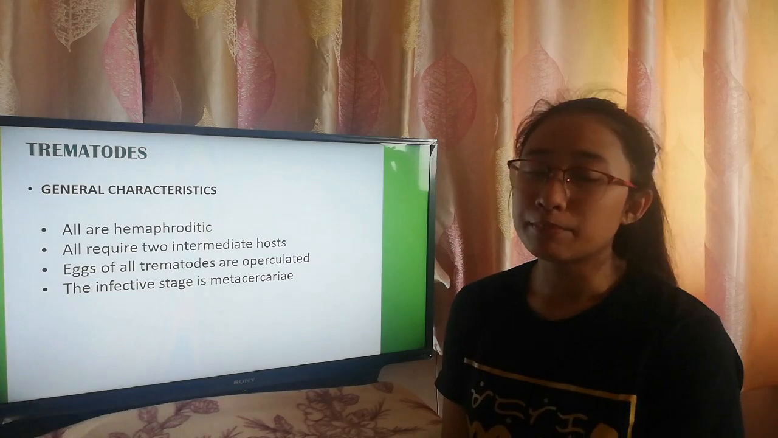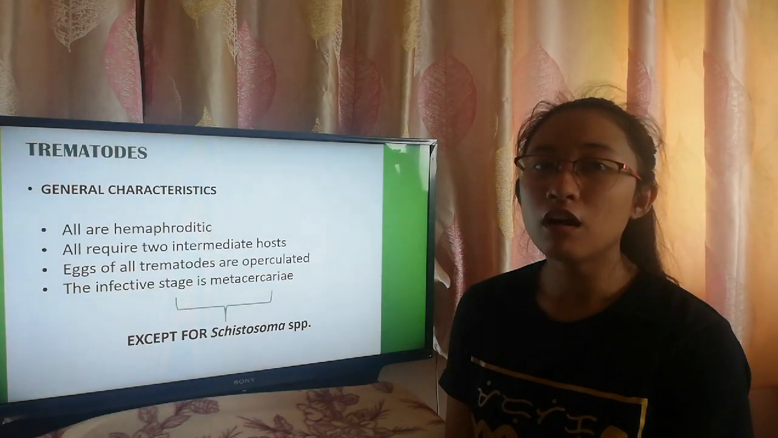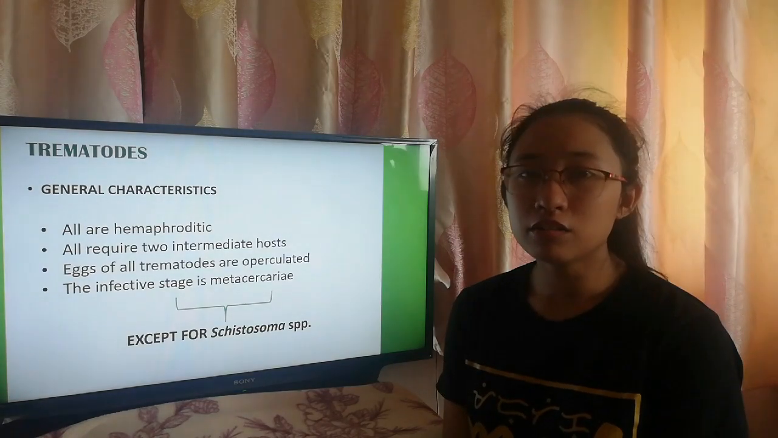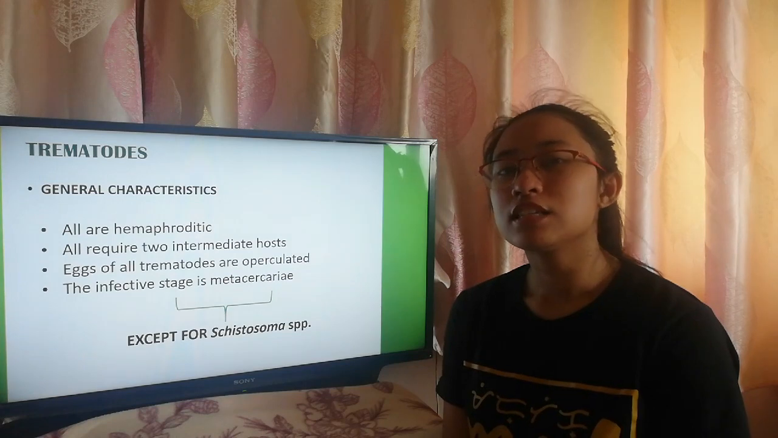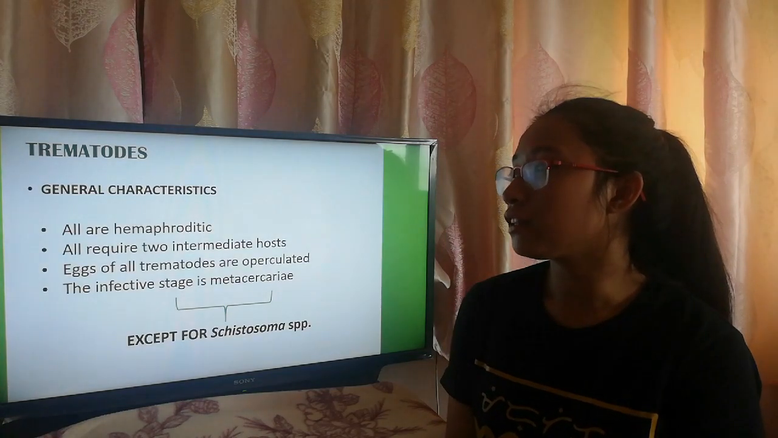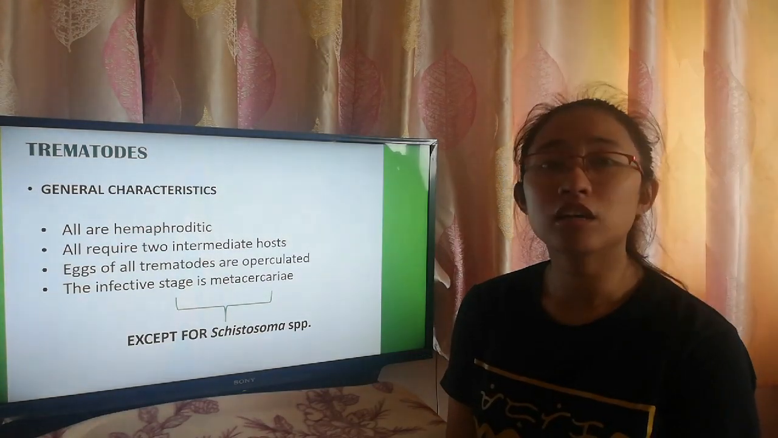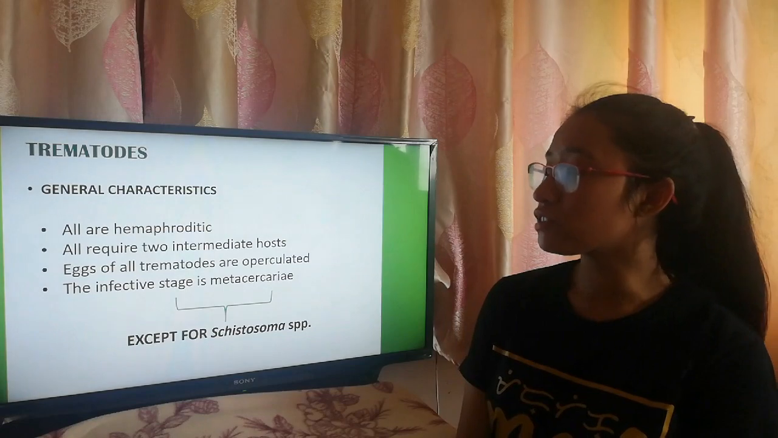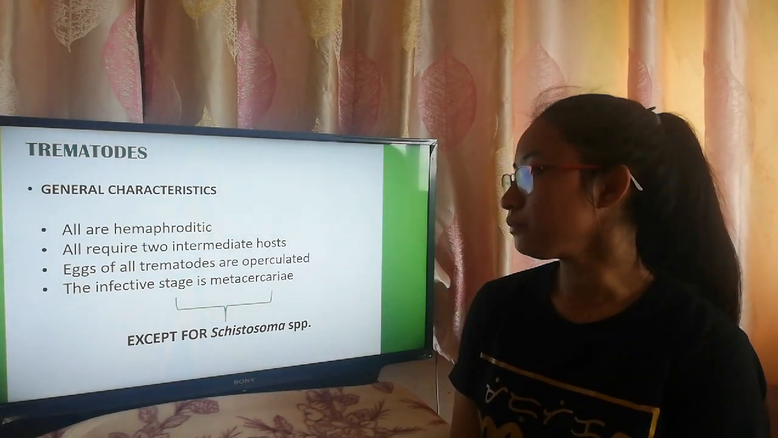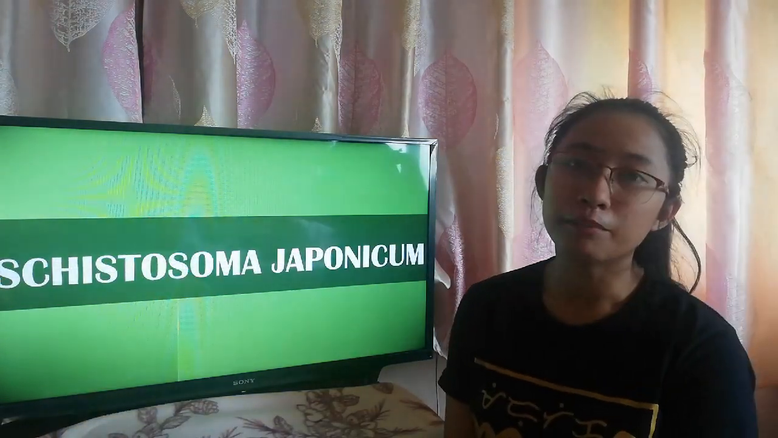But there is an exception. The Schistosoma species are not hermaphroditic. They are dioecious because they have different sexes, a male and a female. They do not require two intermediate hosts; they need only one intermediate host. The eggs are not operculated, and the infective stage to humans is the cercariae. So back to our main topic, which is the Schistosoma japonicum.